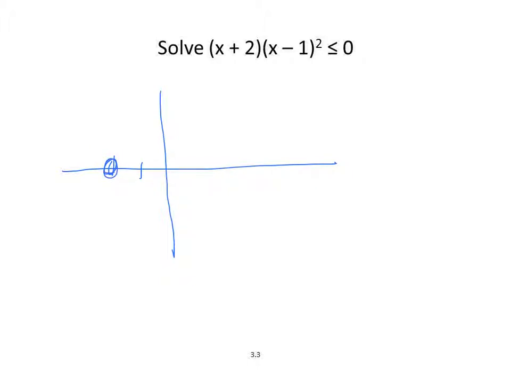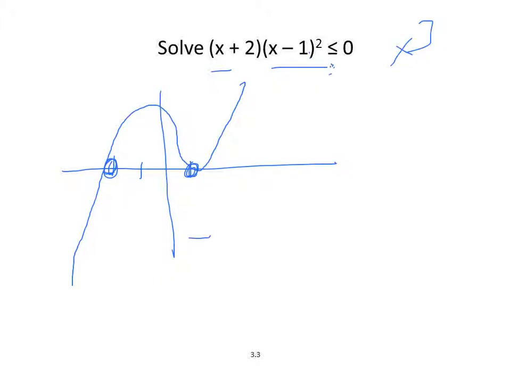Negative 2 is a 0, positive 1 is a 0, and it's got multiplicity 2. This is a cubic function if I expand that all out. So this is going to look like this. Come down, bounce off the x-axis. So when is this graph below the x-axis? Actually, it's less than or equal to.